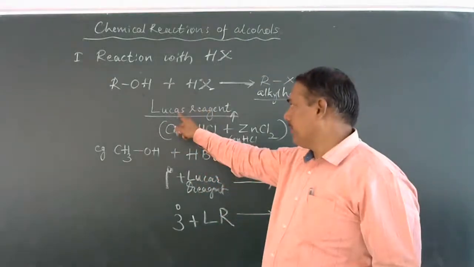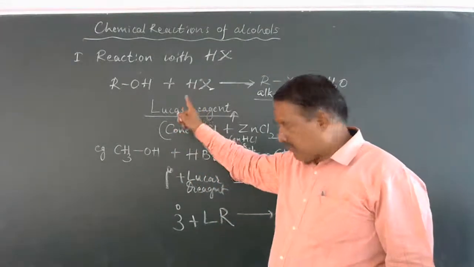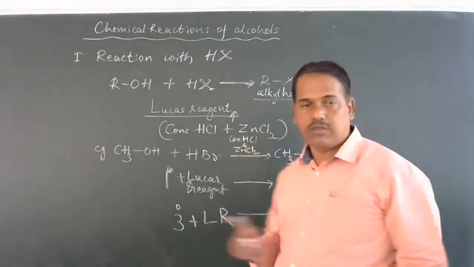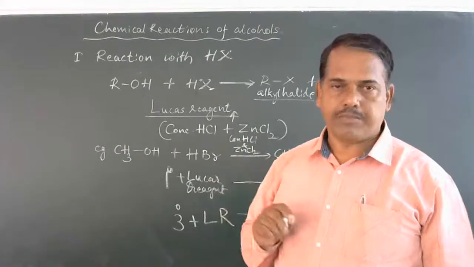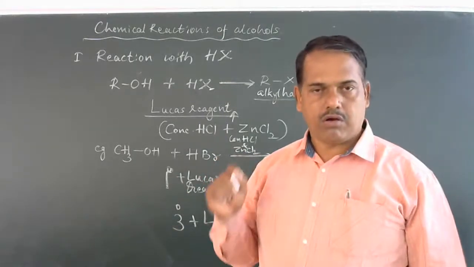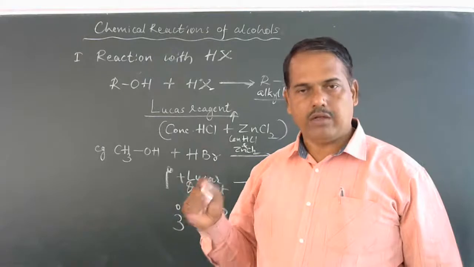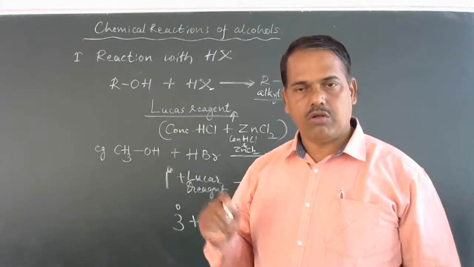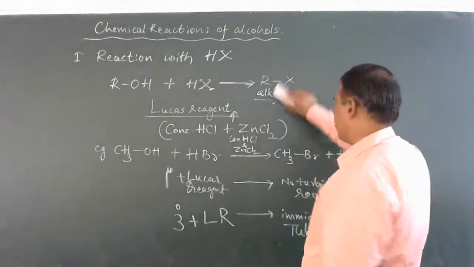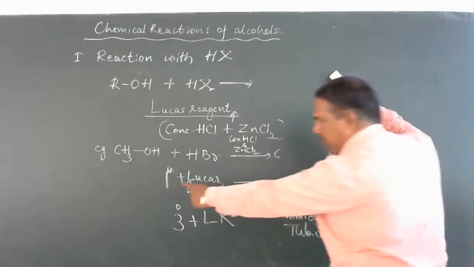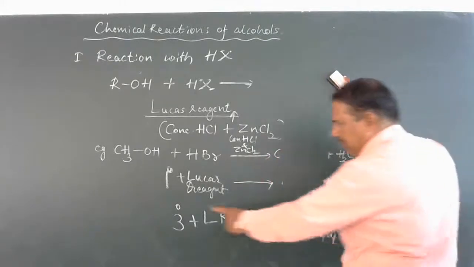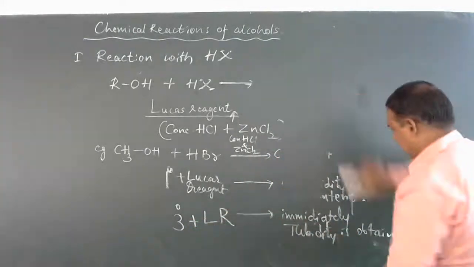Okay. Now you have to remember what Lucas reagent is. Lucas reagent is a mixture of concentrated HCl and anhydrous zinc chloride. Are you clear? Then we shall study another reaction. Again, when a primary alcohol reacts with Lucas reagent, turbidity is not obtained at room temperature. If it is a tertiary alcohol, immediately turbidity is obtained.